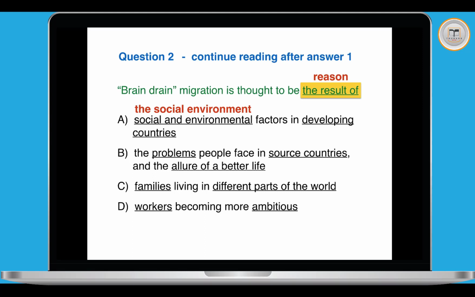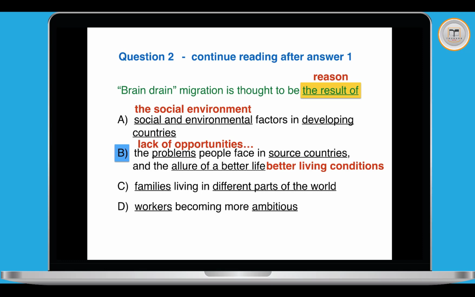So A is wrong. B, the problems people face in source countries and the allure of a better life. Well, we definitely saw the word source countries, and we did see a list of problems that people have. It said things like lack of opportunities, there was political, health, so there were problems mentioned in source countries, and the allure of a better life means the attraction of a better life. And it did say that other countries offer better living conditions. So B looks like it should be the answer. We're going to choose B, but quickly we'll check C and D.